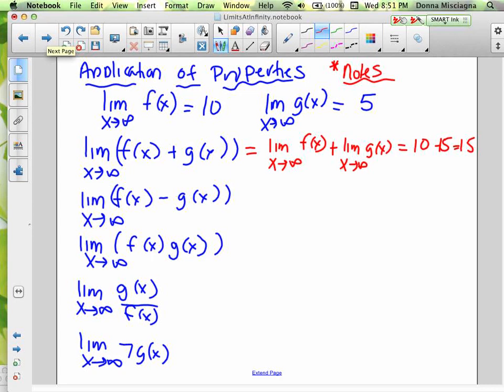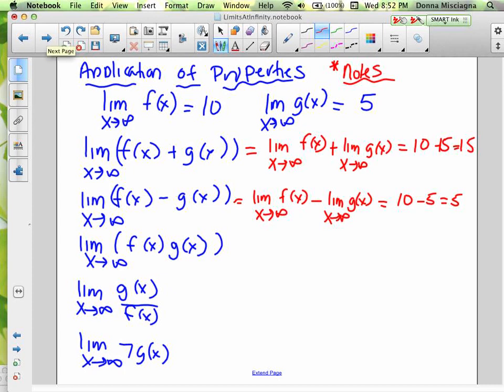The limit of f of x minus g of x as x approaches infinity is just going to be equal to the limit of f of x as x approaches infinity minus the limit of g of x as x approaches infinity. So the limit of a difference is just the difference in the limits, and so that's just going to be 10 minus 5, or 5.